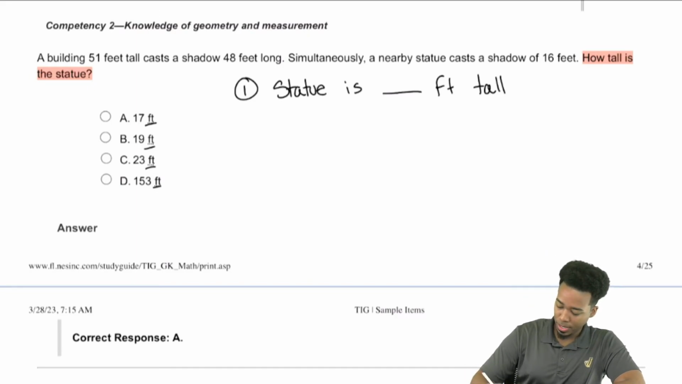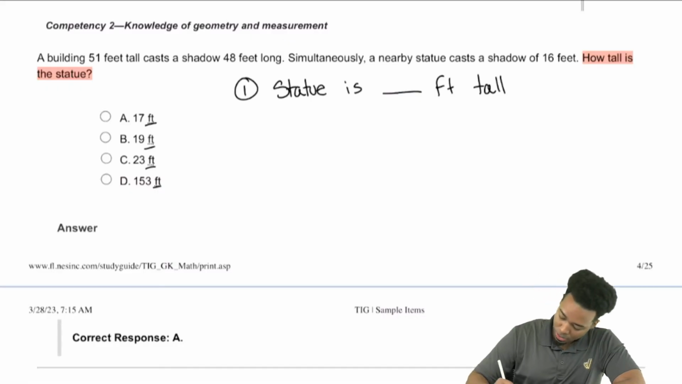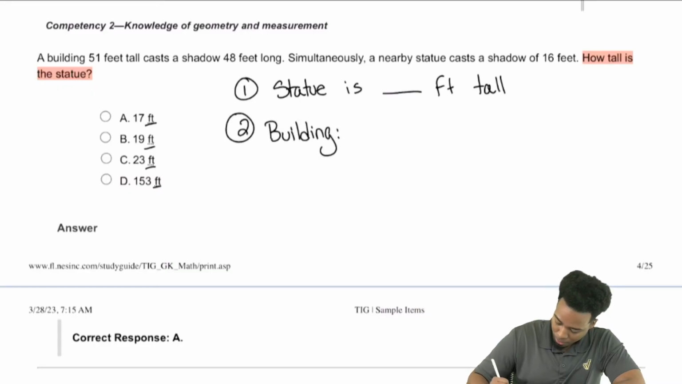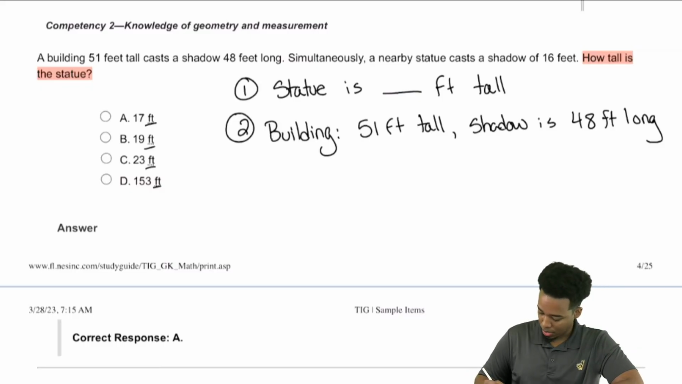So let's take a look at the information here. What do we see? It says, a building 51 feet tall casts a shadow 48 feet long. So let me write that down. Again, the second step is writing down your information. This building that we're talking about is 51 feet tall, and its shadow is 48 feet long. Okay, cool. So again, that was the information right here. Let me go ahead and highlight that.